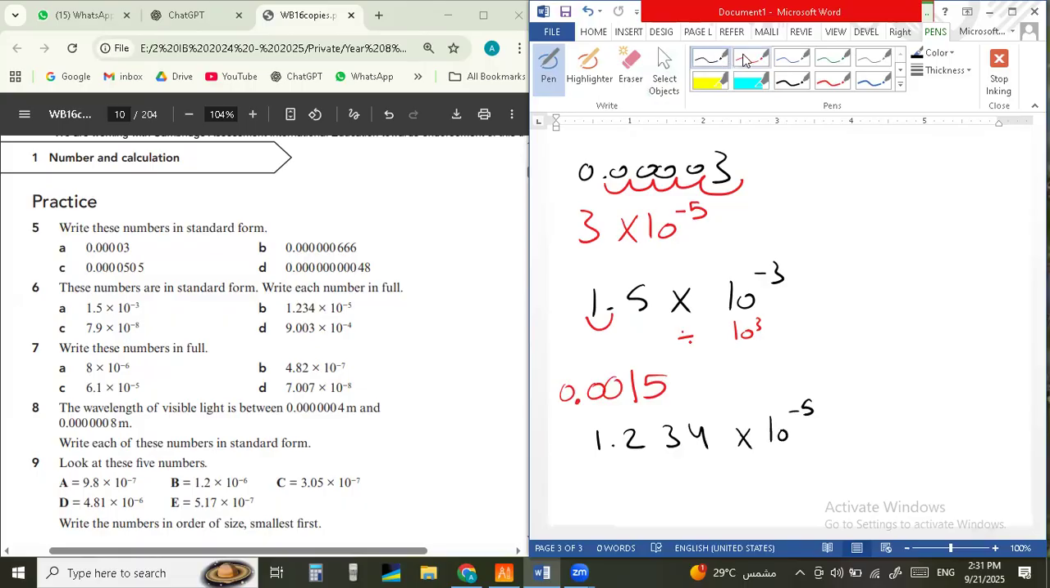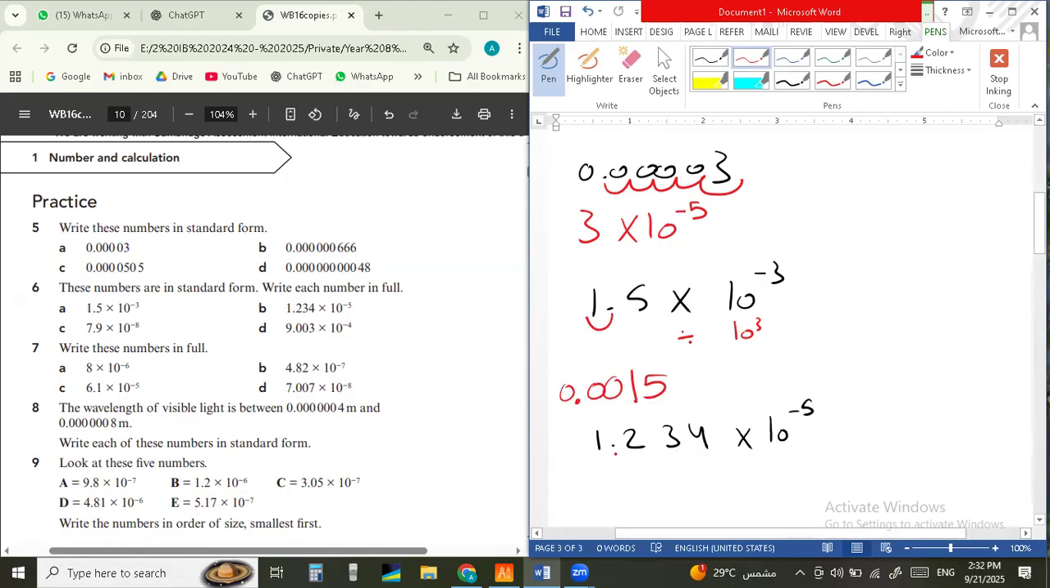Let's do it. Here, how are we supposed to answer this? They want you to write it in full. So, okay, Mister, this is multiplication. I'm going to move it to the right. Oh, but there is a negative power. So I'm going to move it to the left. Good. That's how we do it.